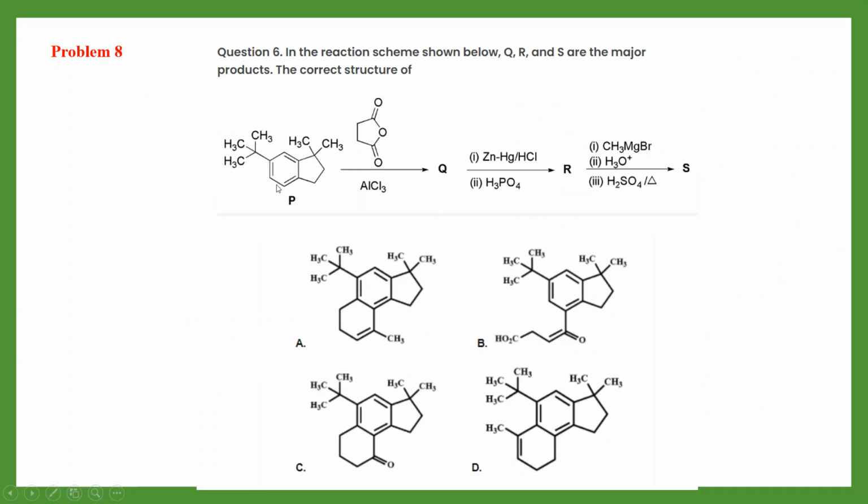So let's come to problem number 8. It is asking, in the reaction scheme shown below, Q, R, S are major products. The correct structure is of S. I think they are asking the structure for all. So can anyone tell me, the first reaction is which name reaction? Name reaction we can't say. Which organic reaction?